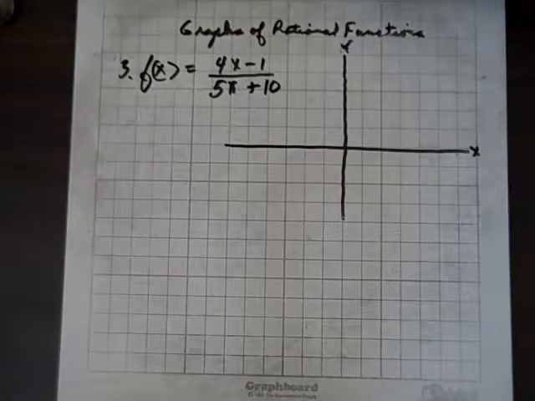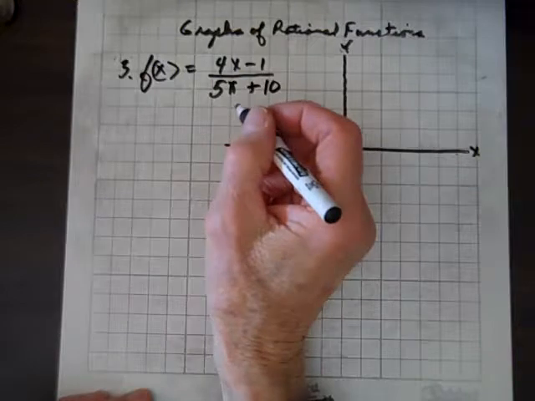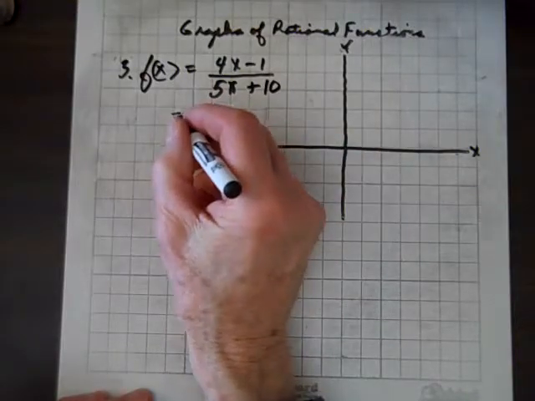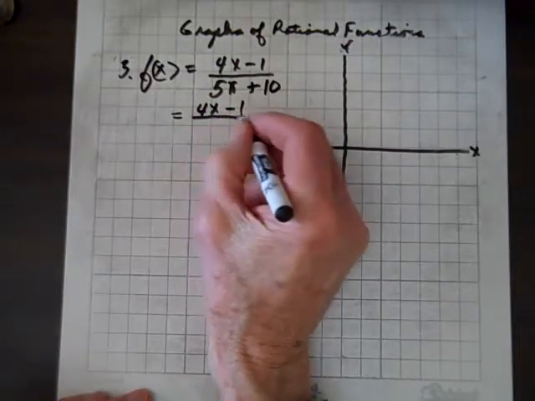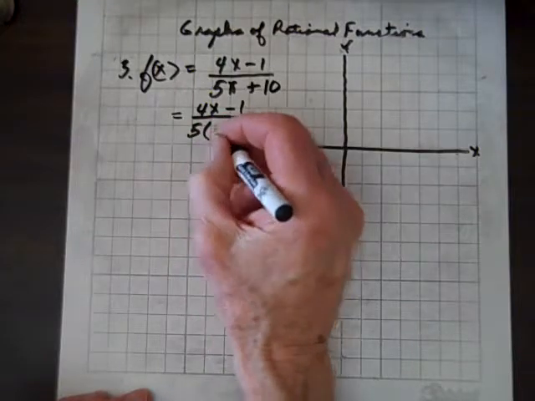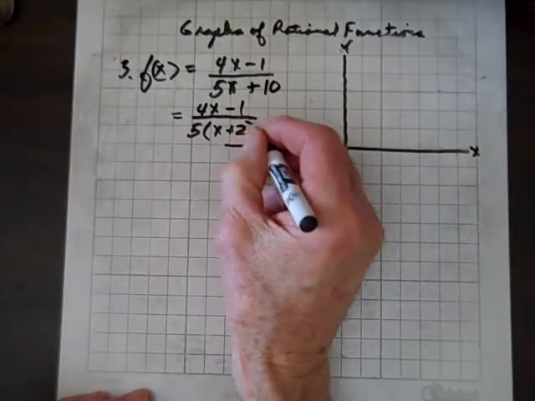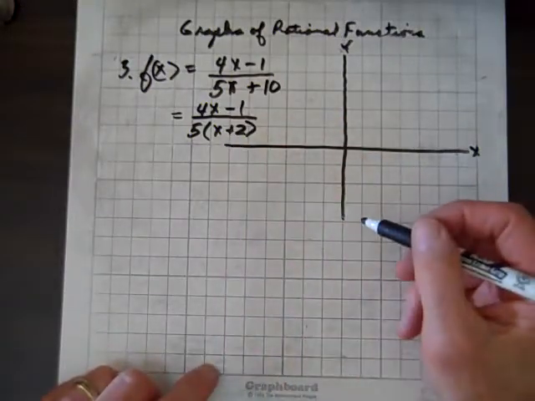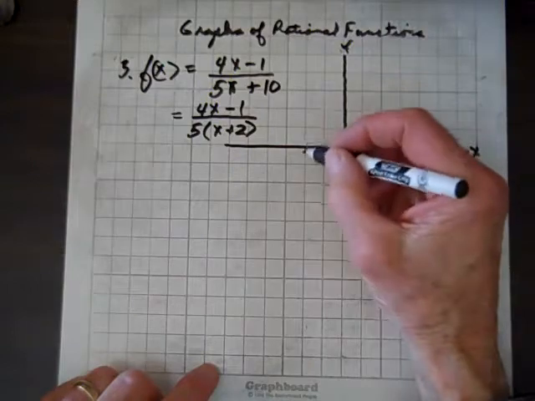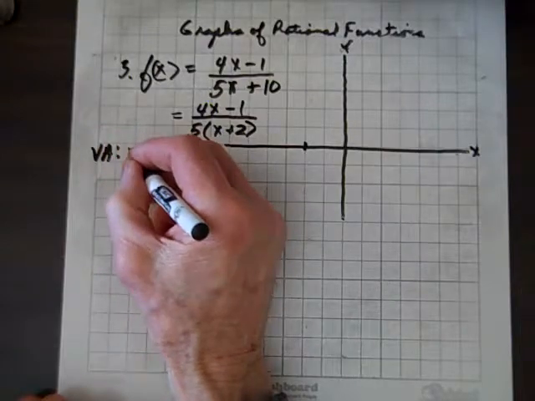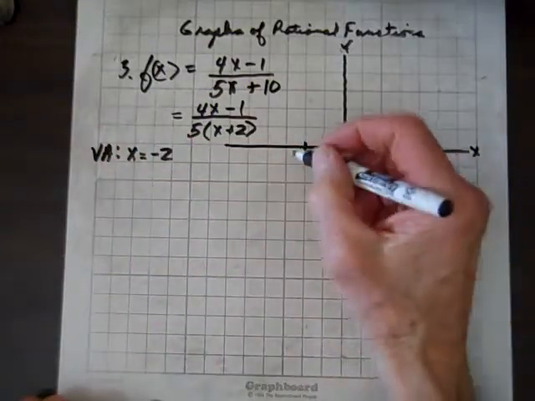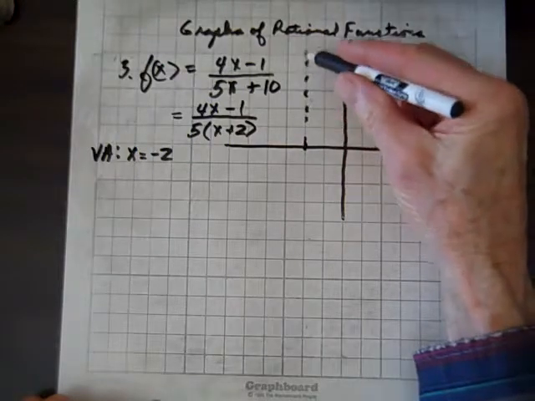For our third rational equation, let's see, the vertical asymptote. The first step in determining that is to factor that denominator, so that's going to be 4x, and we can't factor the numerator, but we can the denominator, and we get 5 times x plus 2. Now what value of x will take that denominator to 0? Well, negative 2 will. So we're going to have a vertical asymptote at x equals negative 2. And there we go.